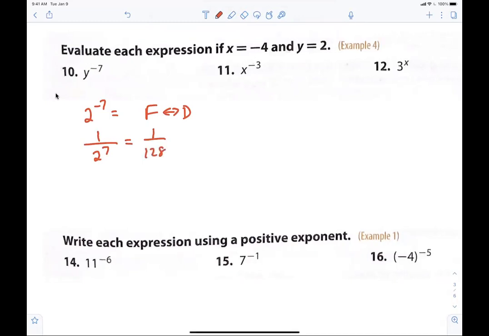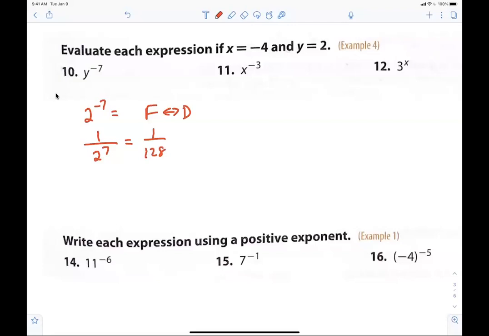Why do we use the calculator? Say it again. Why do we use the calculator? What's 2 to the 7th? 128. Yeah, if you know 2 to the 7th is 128, you don't need a calculator. If you don't know what 2 to the 7th is, I don't mind you using a calculator. All right.